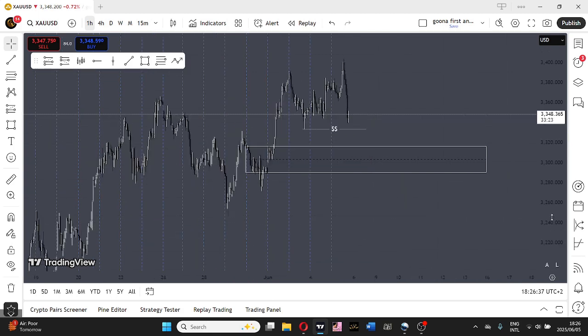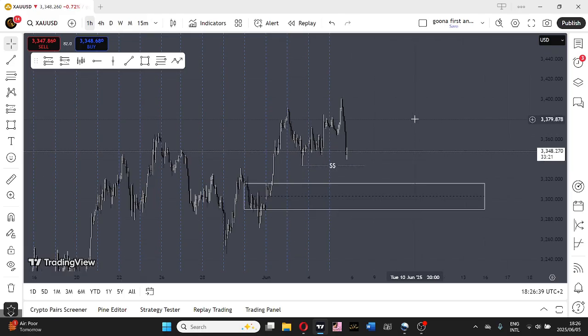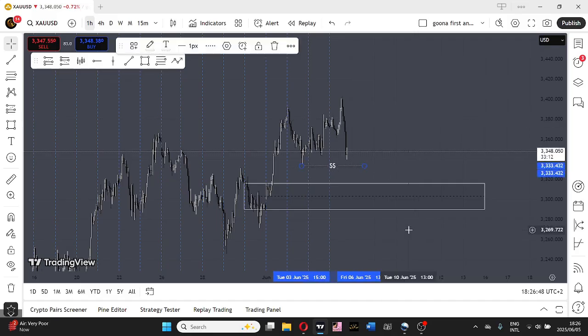So basically, that's what any point of interest, a fair value gap, an order block, a breaker block. Below or above those entry points, there has to be liquidity to validate it, or else it's just not solid.